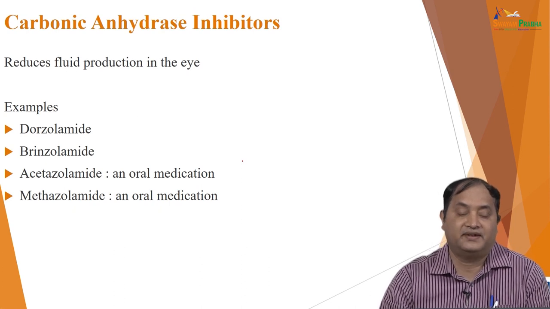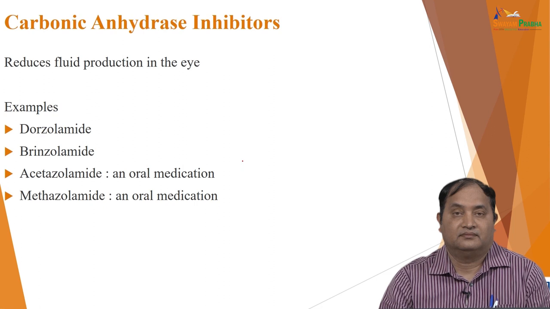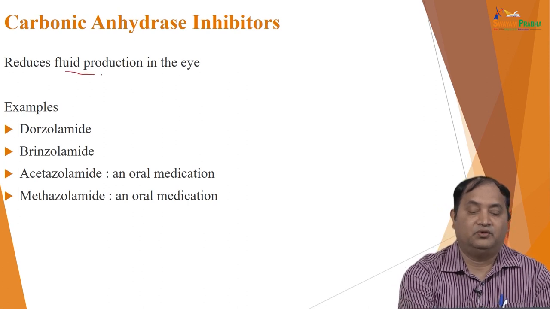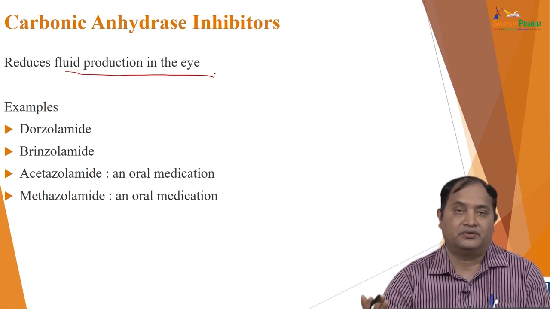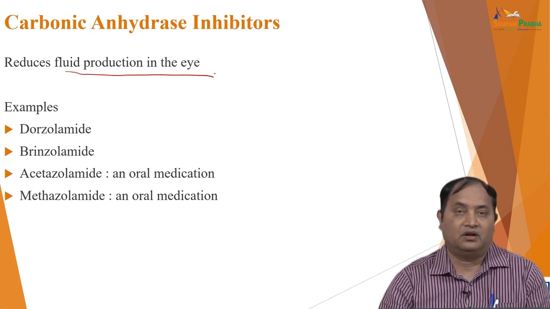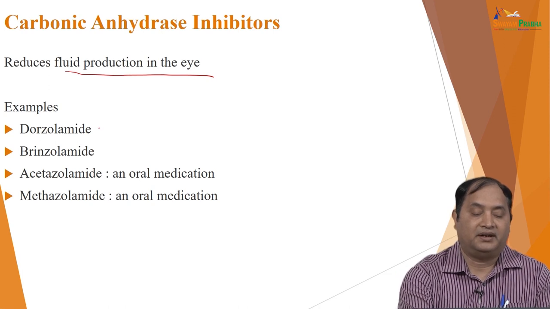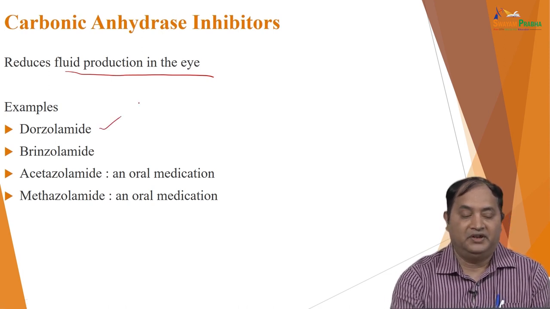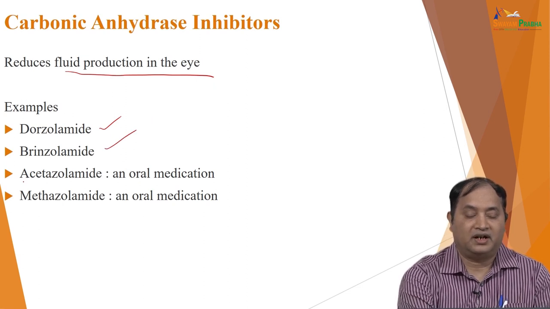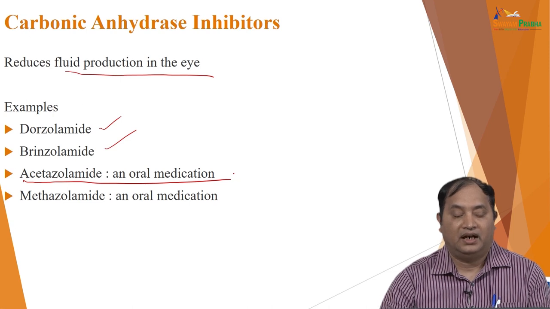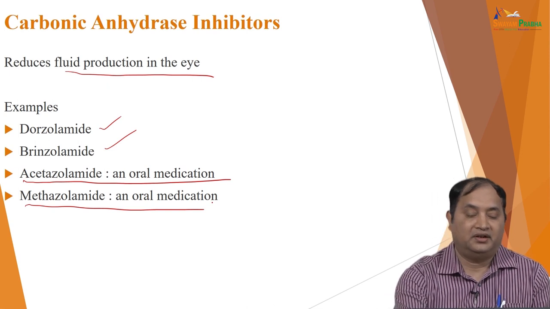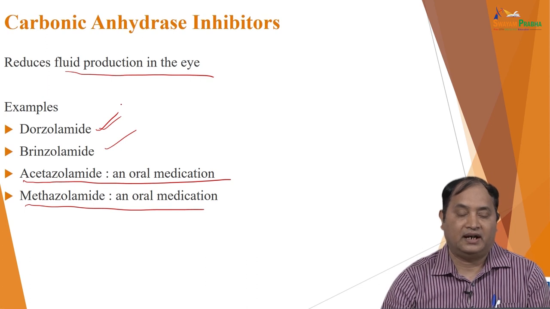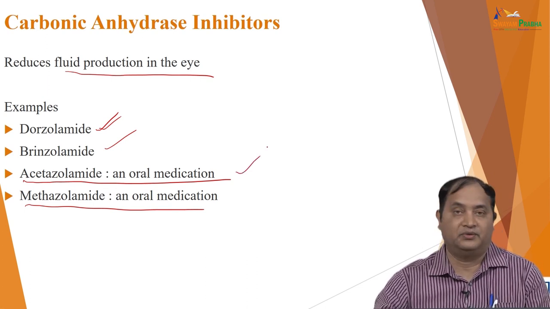The third group of drugs we discuss is carbonic anhydrase inhibitors. Basically, these act to reduce the fluid production in the eyes. Carbonic anhydrase inhibitors have several other uses besides ocular use. Typical examples are dorzolamide, brinzolamide. Of course, an older drug is acetazolamide, which is an oral medication, and methazolamide, which is also given orally. So, there are new carbonic anhydrase inhibitors and already established ones which are commonly used.